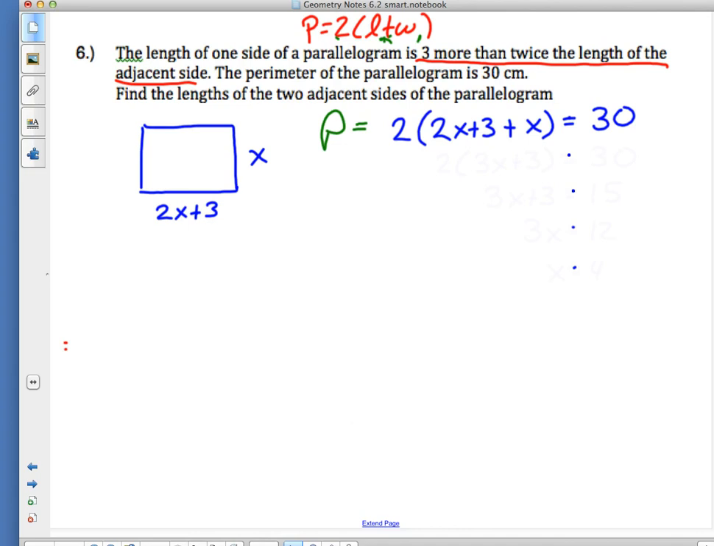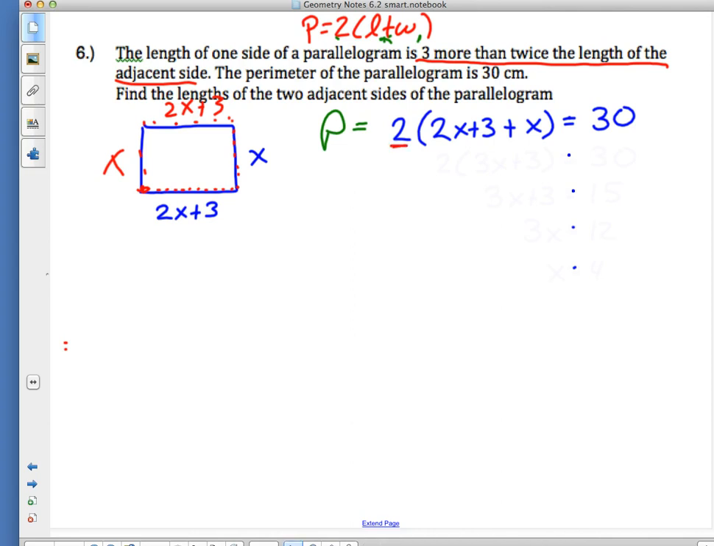Now, I want to explain perimeter. The perimeter formula, sometimes people are like, why is it 2 times? If I start here and start walking on this, I've gone 2x plus 3. Then I've gone x more. But that's only halfway around. That's why we have to multiply it by 2. So I go 2x plus 3 more and x more. Okay, that's why there's 2 of them. And that's why that 2 exists in there.